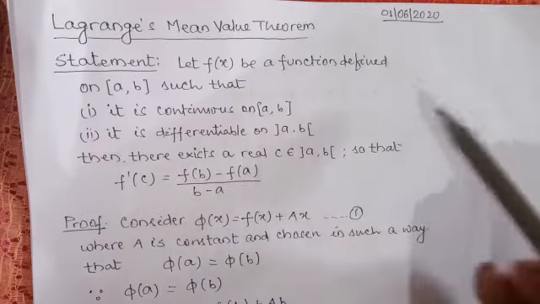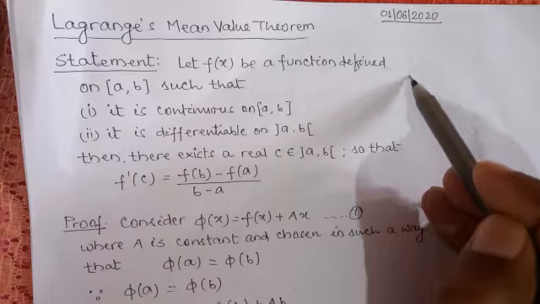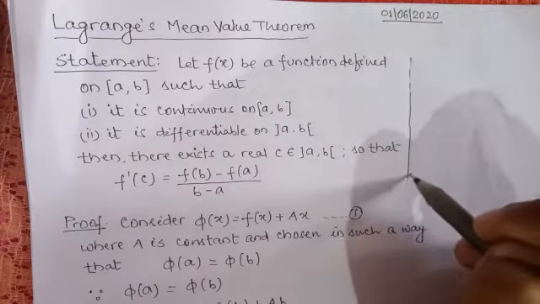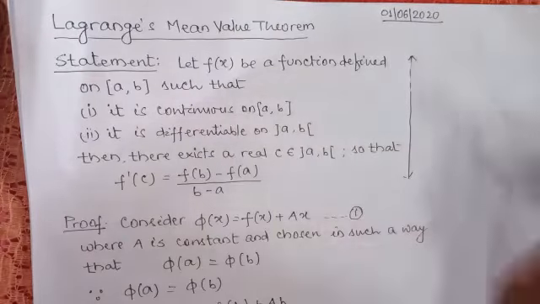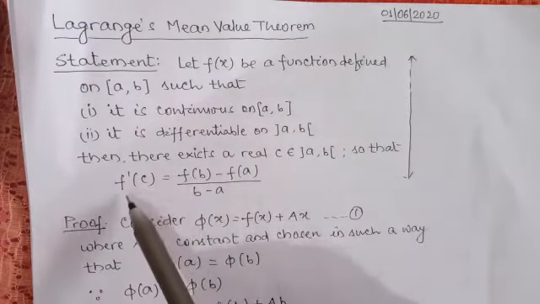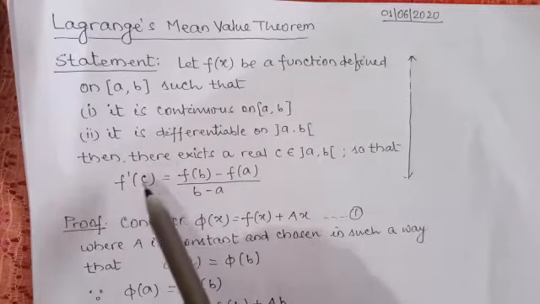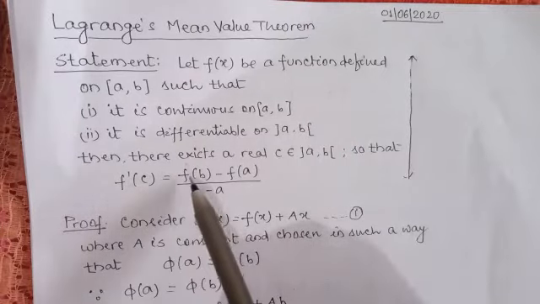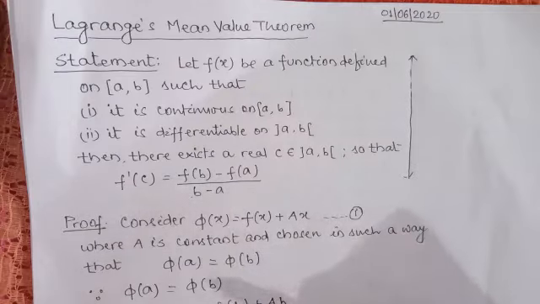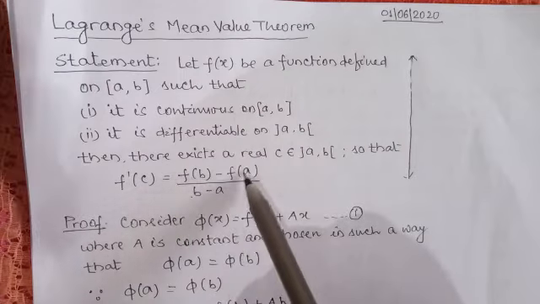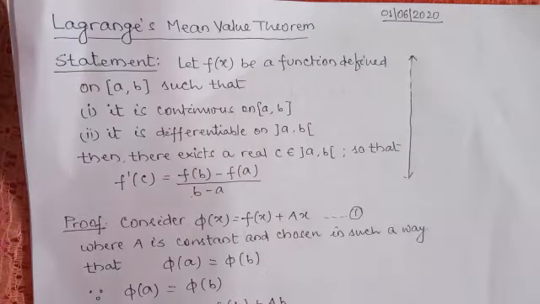See children, this statement has some change from Rolle's theorem. In Rolle's theorem, we put f'(c) equal to 0. Here you have to put f'(c) equal to (f(b) minus f(a)) upon (b minus a). If f'(c) is 0, then obviously f(b) equals f(a), which is a part of Rolle's theorem.